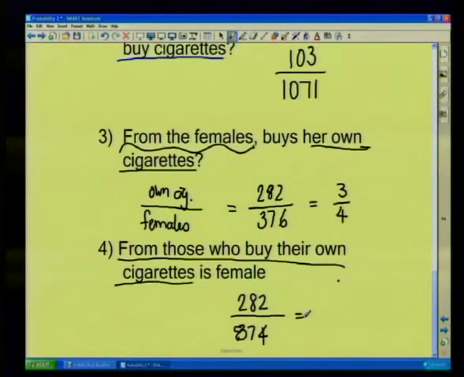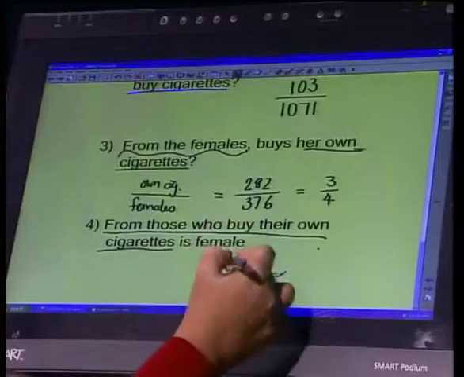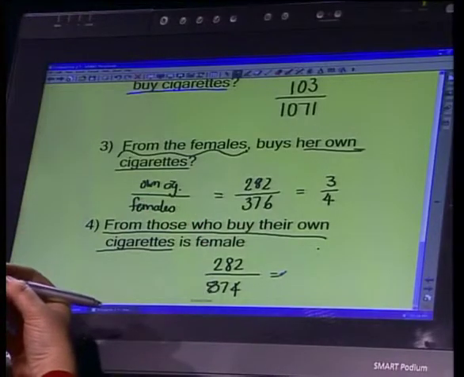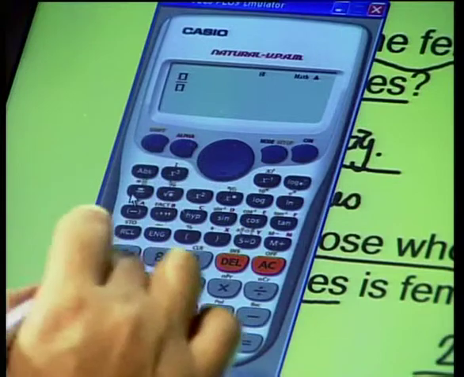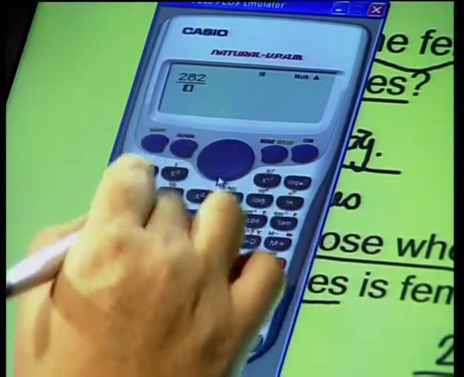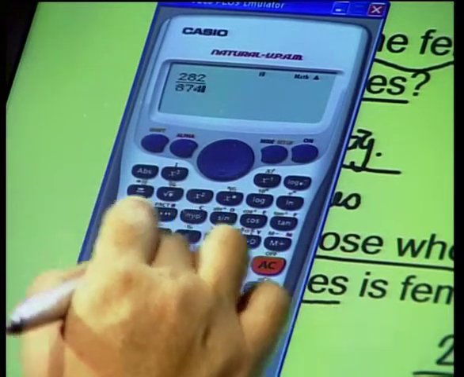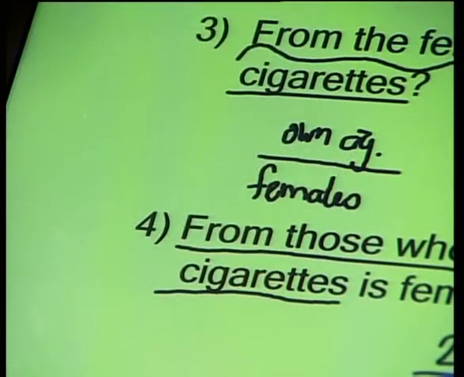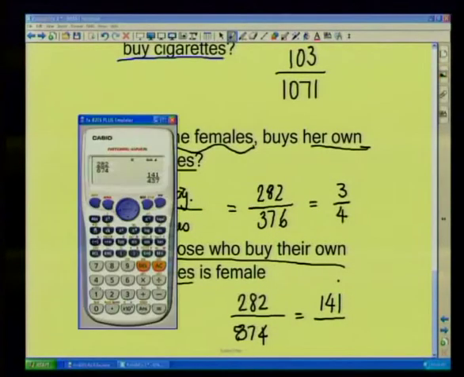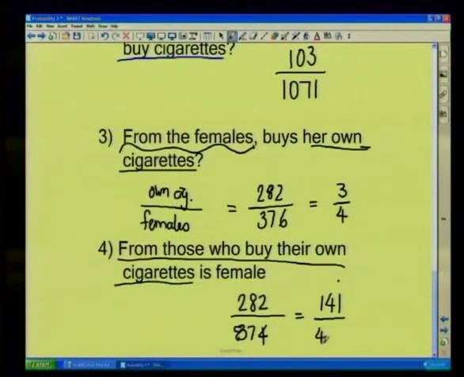Okay, so you can see it's quite a different answer. Even though they've got the same 282, the group that you're actually looking at has changed. So therefore your denominator's changed. Your numerator might not have changed, but your denominator will have changed. And again, I can simplify my fraction by going 282 over 874, and that can be simplified to be 141 over 437. It's not always necessary to simplify your fractions, but it's always a good habit to get into.